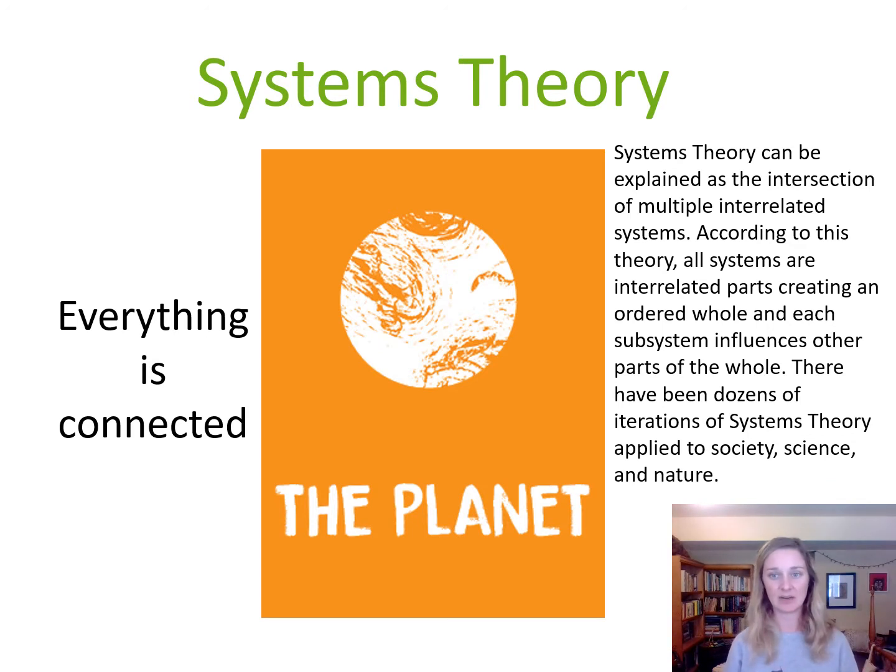What is systems theory? So the exact definition is systems theory can be explained as the intersection of multiple interrelated systems. According to this theory, all systems are interrelated parts creating an ordered whole, and each subsystem influences other parts of the whole. There have been dozens of iterations of systems theory applied to society, science, and nature. Basically, that's just a long-winded way of saying that everything is connected.